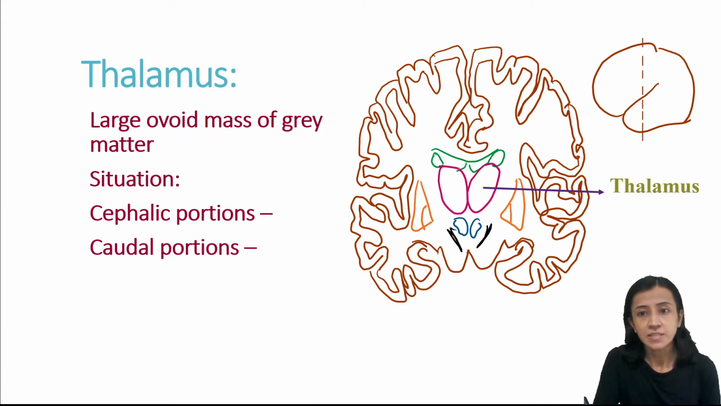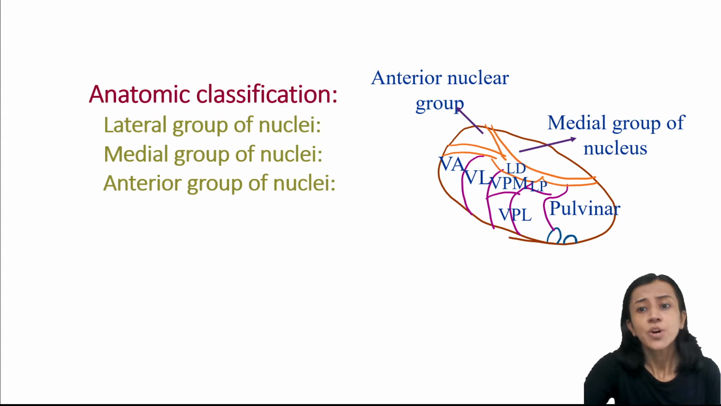You can see here they are present in the upper part of the lateral wall of the third ventricle. These are the two lateral ventricles, and this is the third ventricle. So in the lateral wall of the third ventricle, we have the thalamus. It is situated bilaterally in the diencephalon. 80% of the diencephalon is formed by the thalamus. The cephalic parts of the thalamus are connected through the massa intermedia, and the caudal parts are separated. Now, we'll discuss the nuclei of the thalamus.